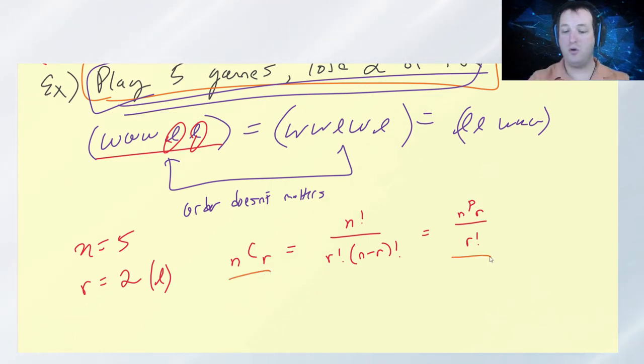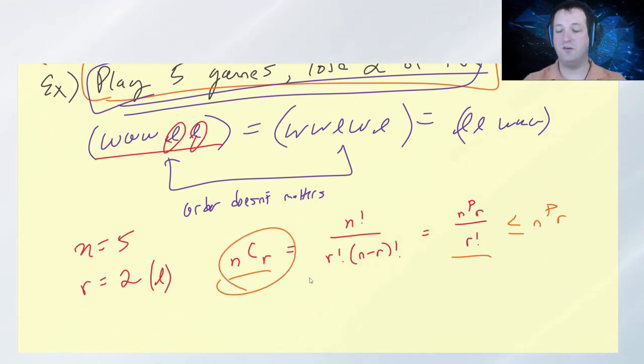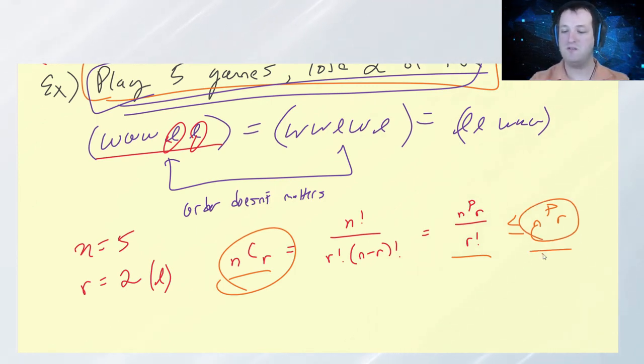Okay, so what can we say? So clearly, nPr over r factorial is less than nPr. So we clearly see that the number of combinations for events is always going to be less than or equal to the number of permutations of those events. Okay. So if you have 5 permutations, for example, that means you must have 5 or fewer combinations, depending on what you're working with.